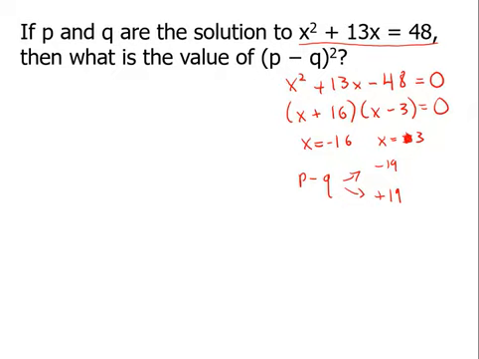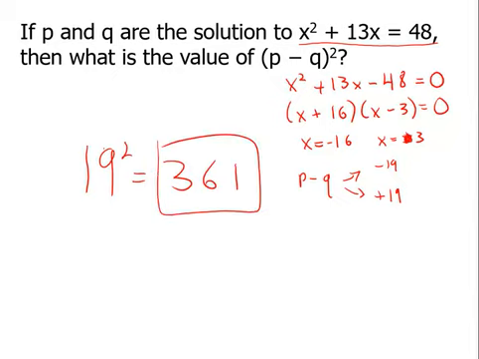And when we square, everything is positive. So 19 squared, as it turns out, is 361. And 361 is the answer.